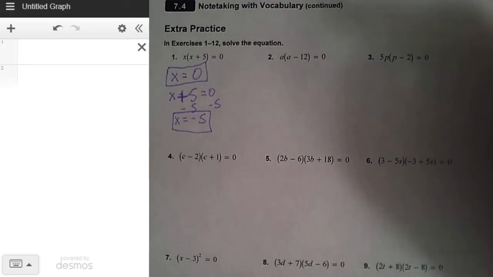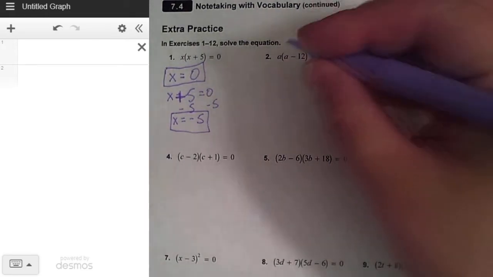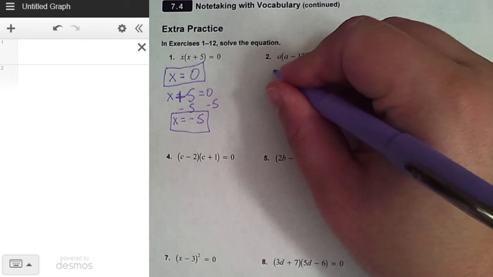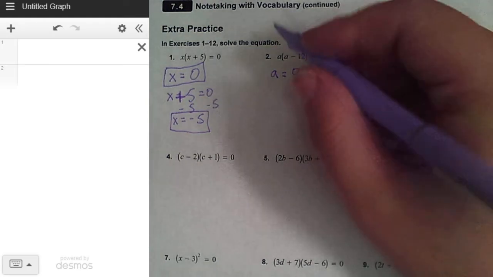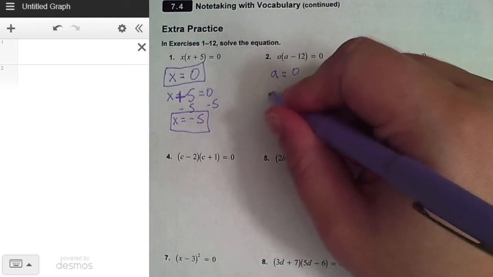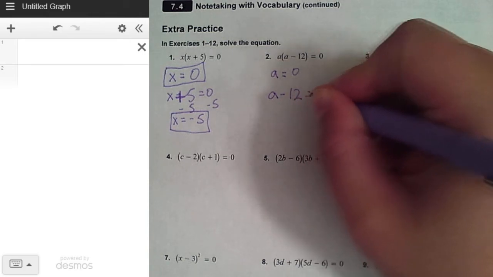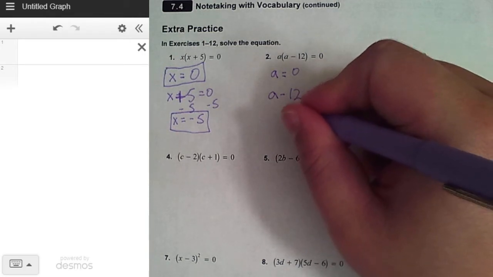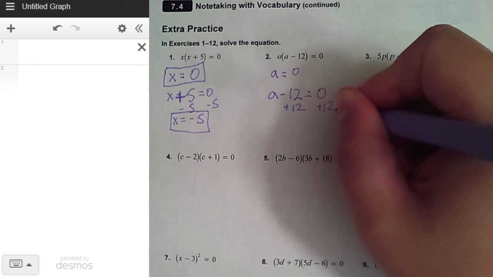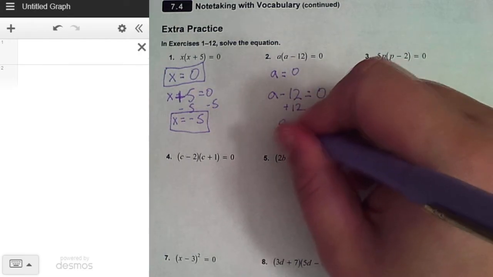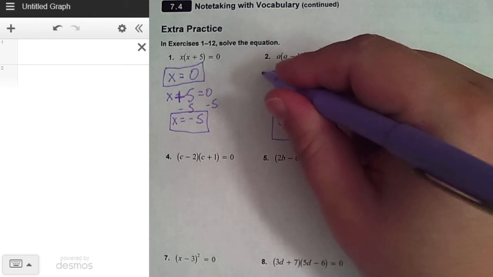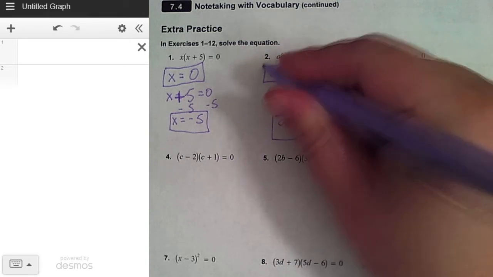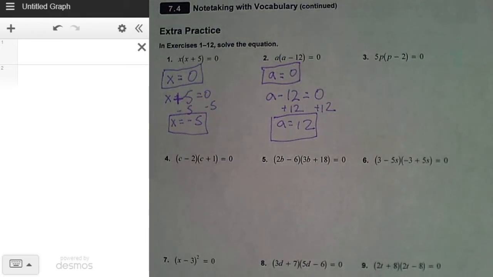We have a times a minus 12 is equal to 0. Here we go again. We say a is equal to 0, that's the first factor. And then we say a minus 12 is equal to 0. To get a by itself, we need to add 12 to both sides, and we get a is equal to 12. So possible solutions are a equals 0 and a equals 12.